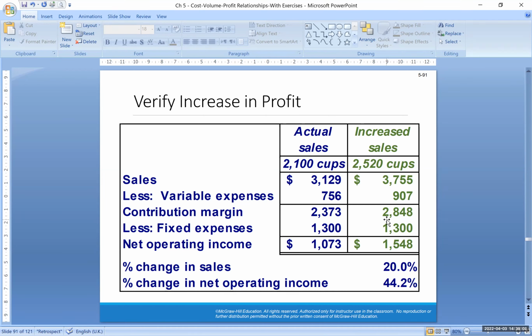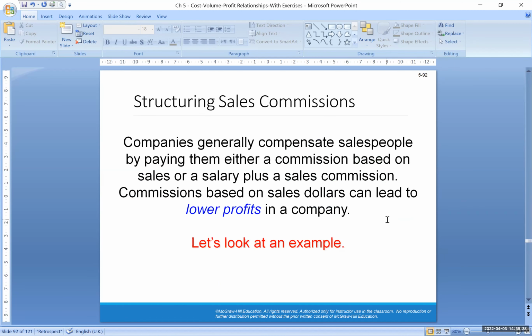1,548 minus 1,073, all divided by 1,073. And the answer is 0.44268, okay? 44.2 or 44.3 rounded will be the same. A change in the sales of 20% results in a change in the net operating income of 44.2%. And this is the proof.